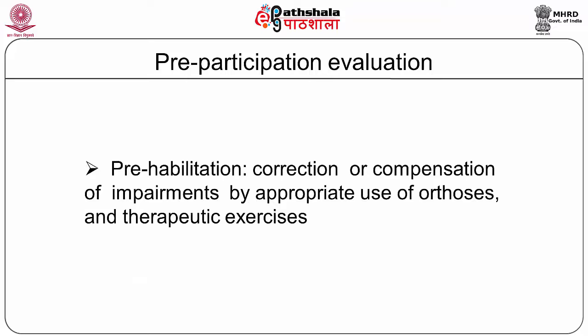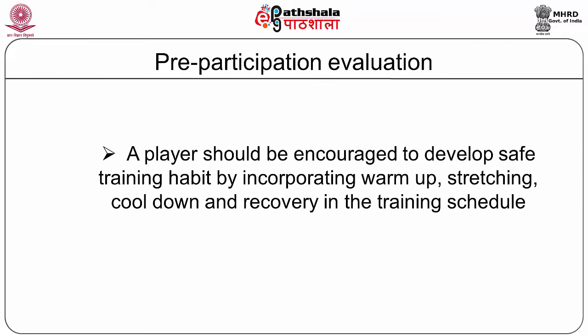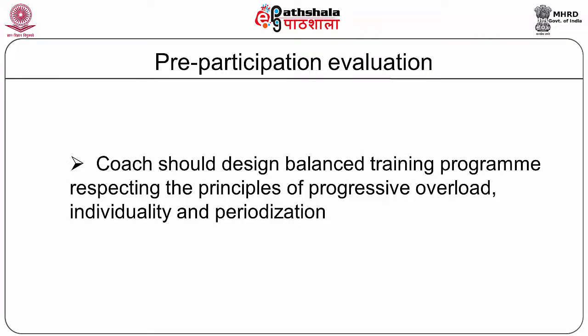Any identified impairments of range, strength, balance, endurance and biomechanical anomalies should be corrected or compensated by the appropriate use of orthosis and therapeutic exercises. Many authorities call this step rehabilitation. A player should be encouraged to develop safe training habits by incorporating warm-up, stretching, cool down and recovery in the training schedule. The third and the most important step for intrinsic risk elimination is the balanced training program respecting the principle of progressive overload, individuality and periodization.